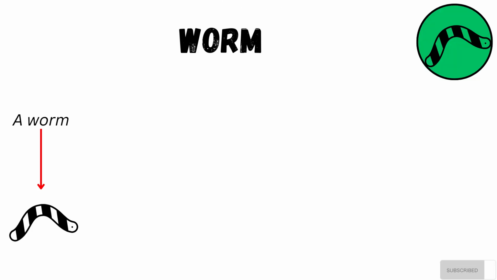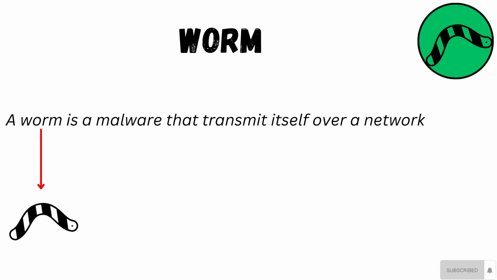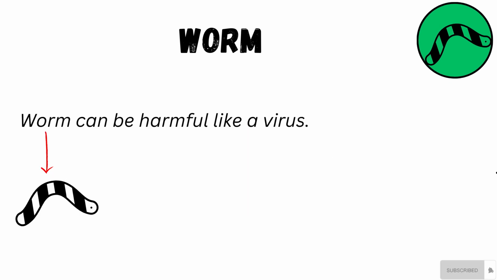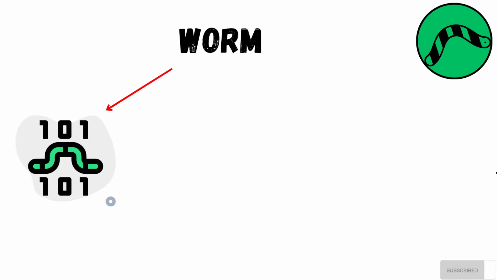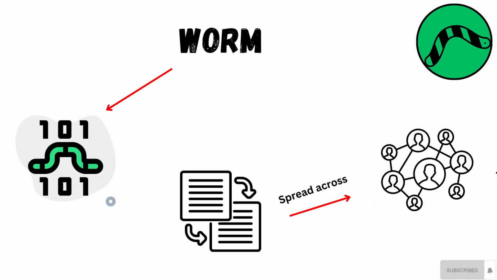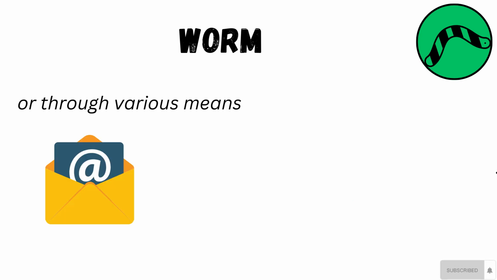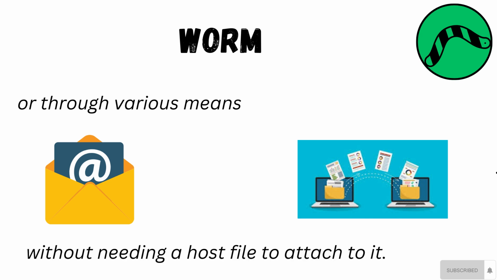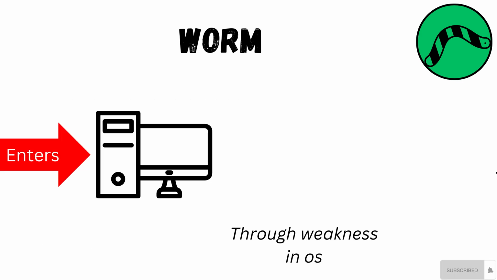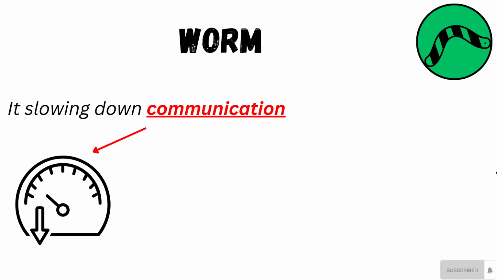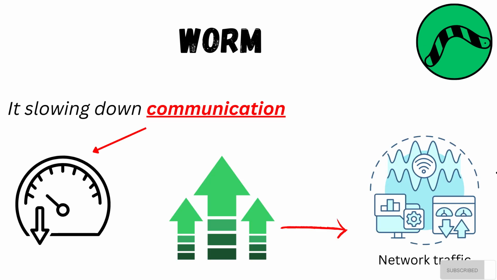Worm. A worm is a malware that transmits itself over a network to infect other computers. Worms can be harmful like viruses. Worms are standalone programs that replicate themselves and spread across networks or through various means, such as email or file sharing, without needing a host file to attach to. It enters a computer through a weakness in the operating system of the computer. It slows down communication by increasing network traffic.